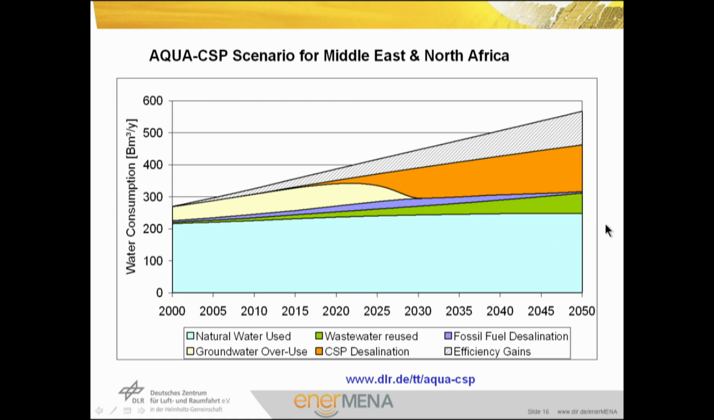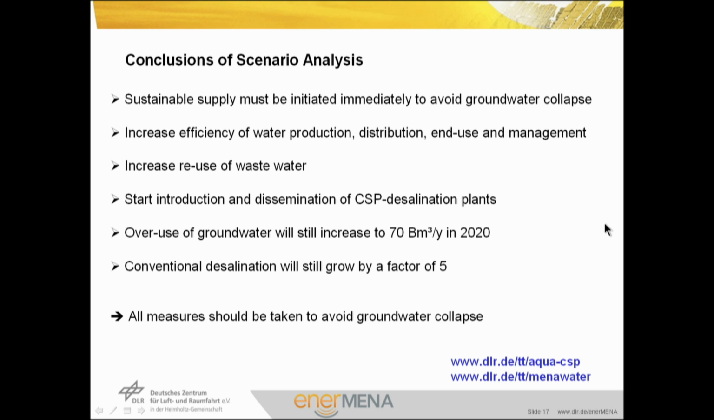So it is due time to start with that development. Conclusions of the scenario analysis. Sustainable supply must be initiated immediately in order to avoid groundwater collapse in the medium-term future. The increase of efficiency of water production, distribution, end use and management is one of the top priorities of such a strategy. Also, the increased reuse of wastewater. The introduction and dissemination of CSP desalination plants should start immediately, because it will take a long time until the CSP industry will be big enough to cope with the problem.